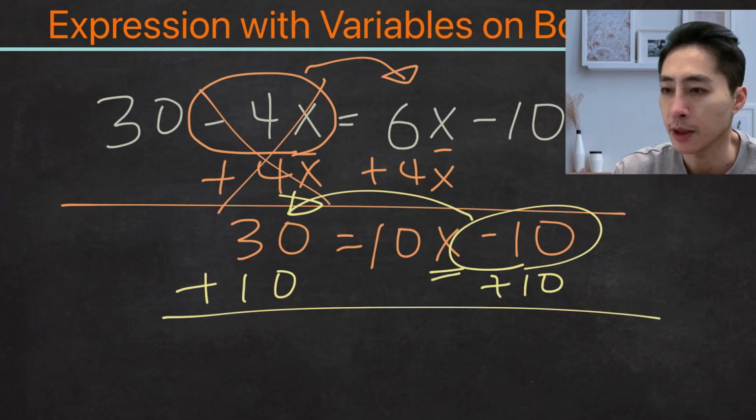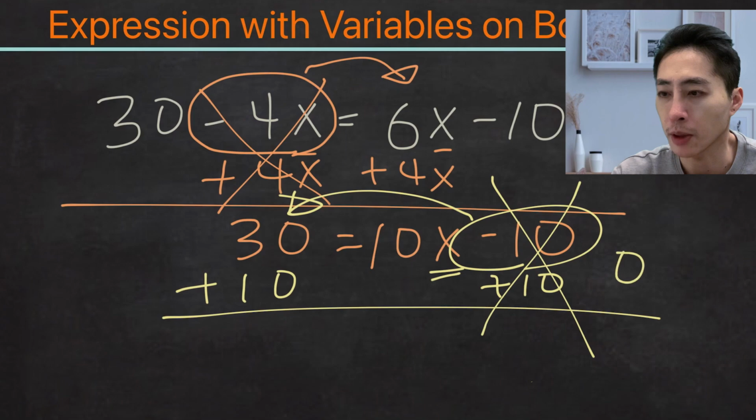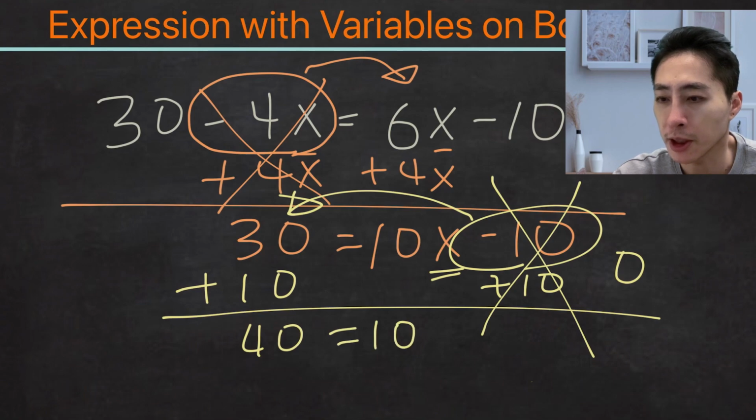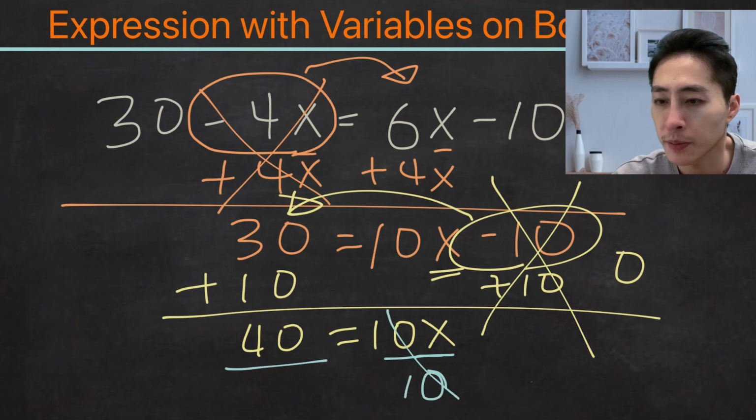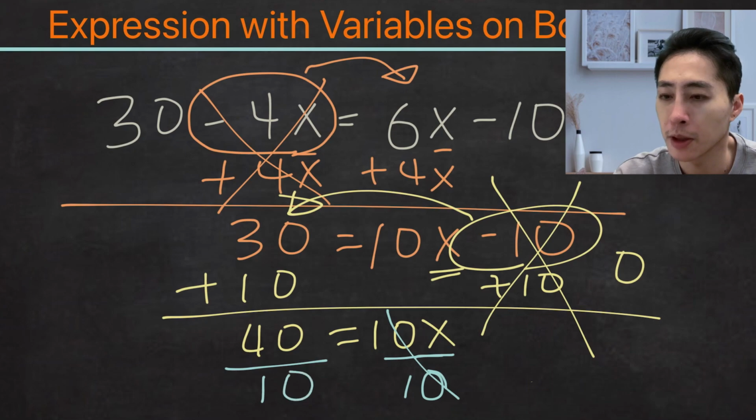So negative 10 plus 10 is 0, so that will go away. And then 30 plus 10 is 40. And then we bring down the 10x. Now that we got x by itself on the right side, all we gotta do is divide this by 10 so we can get x by itself, and also do the same on the left. So now we got x by itself.